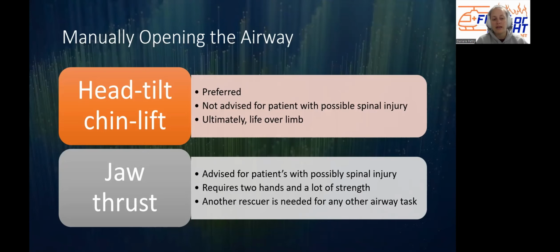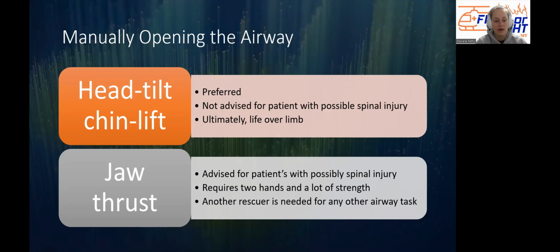Now, if you can't get the airway open with a jaw thrust, ultimately we're going to go life over limb. We are more worried about them being able to breathe. And if we cause their spinal injury to be worse, that's not good. But if they can't breathe, they're not going to survive. So ultimately, it's life over limb. So if that jaw thrust is not working, you may have to proceed to a head tilt chin lift, even if there is a spinal injury. That's what we have to do. We have to get that airway open.